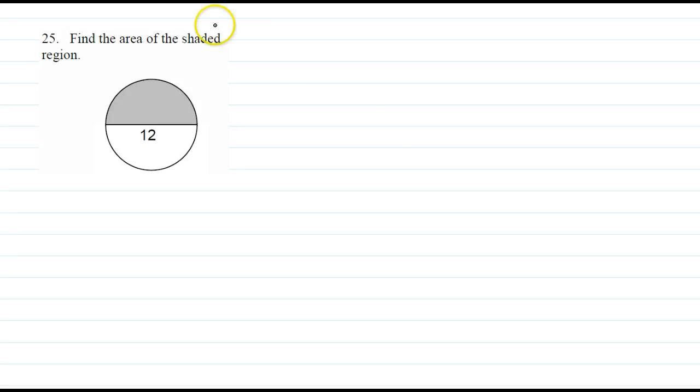Find the area of the shaded region. So you should notice that the shaded region makes up half the circle. So we're going to find the area of the circle, pi r squared. And since we only want half of it, we'll take this answer and divide by 2.